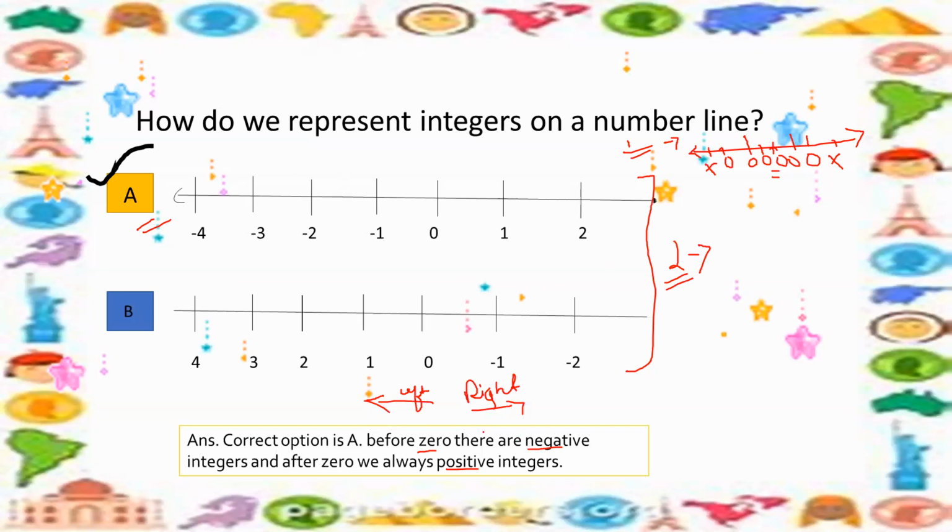So this case is correct here, but here not. At the right should be positive, either plus-sign integers or no-sign integers. If they have a plus sign, they are positive. If they have no sign, they are also positive. And negative integers should be on this side. But here this is wrong, because instead of negative, here is positive. That is wrong. And this is correct: before 0 negative, and after 0 positive.